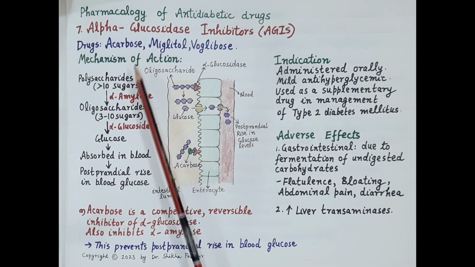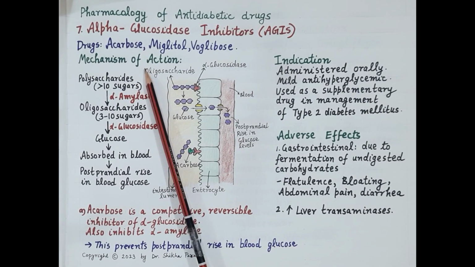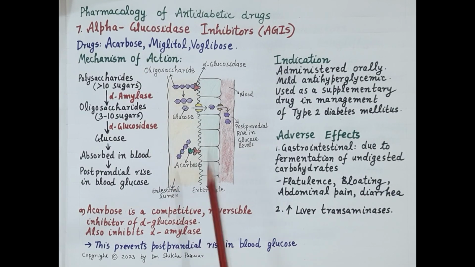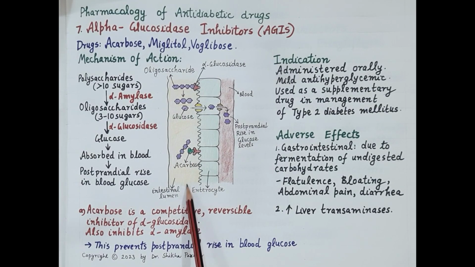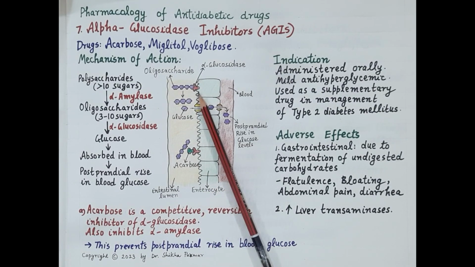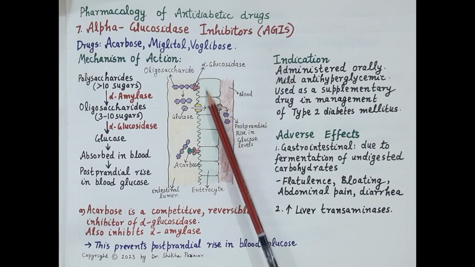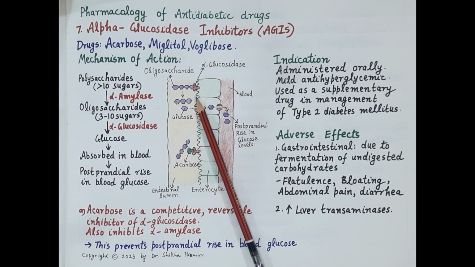Now, let's first understand the mechanism of action of acarbose. As the name suggests, alpha glucosidase inhibitors inhibit the enzyme alpha glucosidase. Now, look at this figure. This is a zoomed section of the small intestine. This is the lumen of the intestine. Partially digested food from the stomach passes into the small intestine. This is the intestinal wall, which is made up of epithelial cells called enterocytes. Alpha glucosidase enzymes are located on the brush border of these enterocytes.